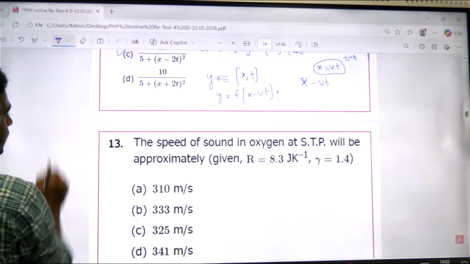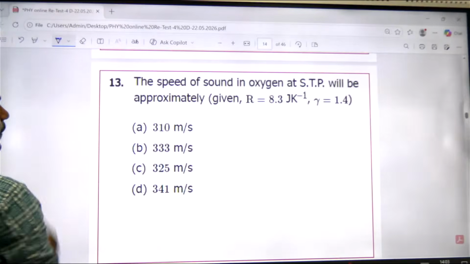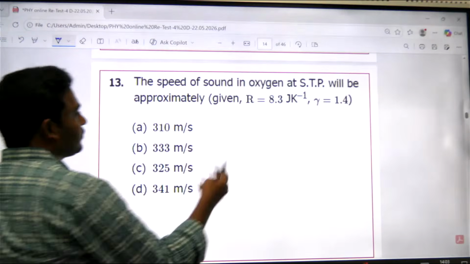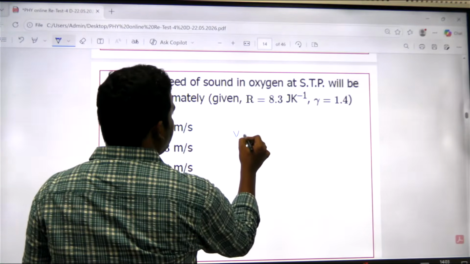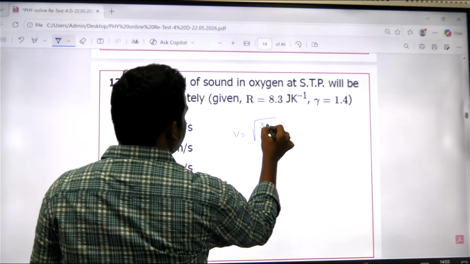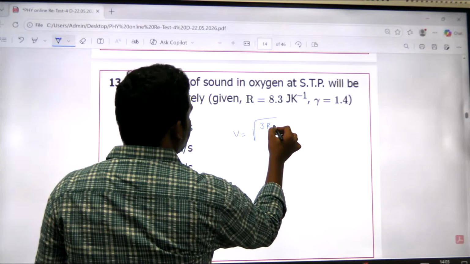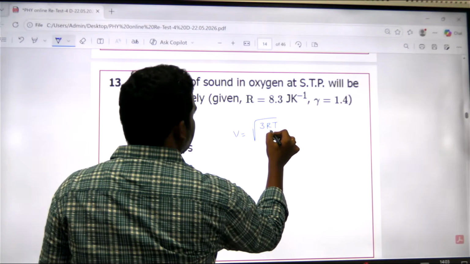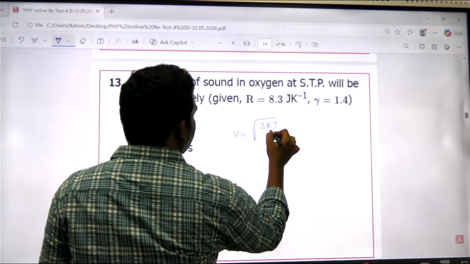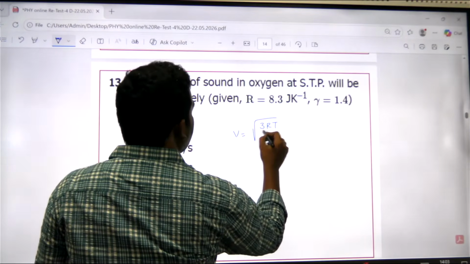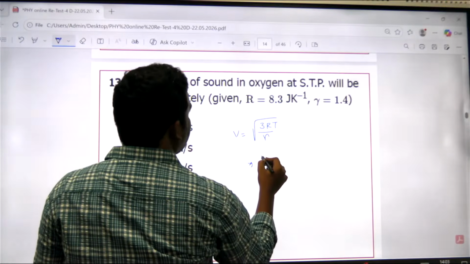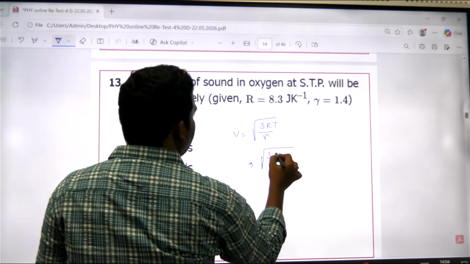Going to the next question, question number 13. The speed of sound at STP will be approximately given as? What is the speed of sound? It is the square root of 3RT by gamma. What is the value of it? It is the square root of 3 into R.